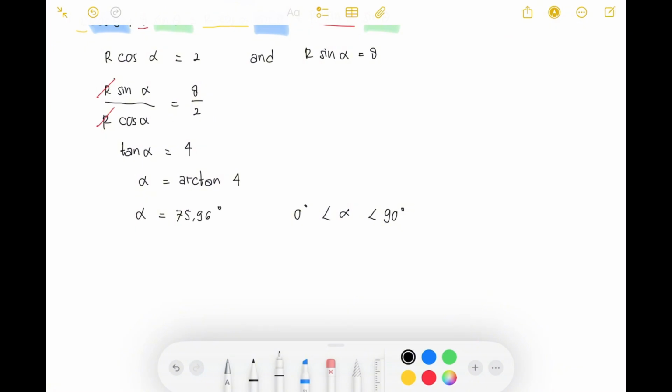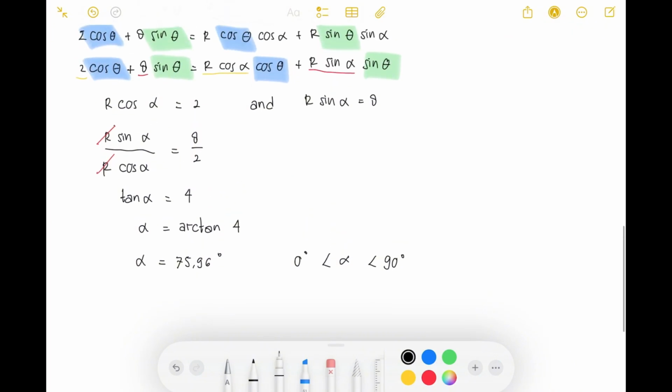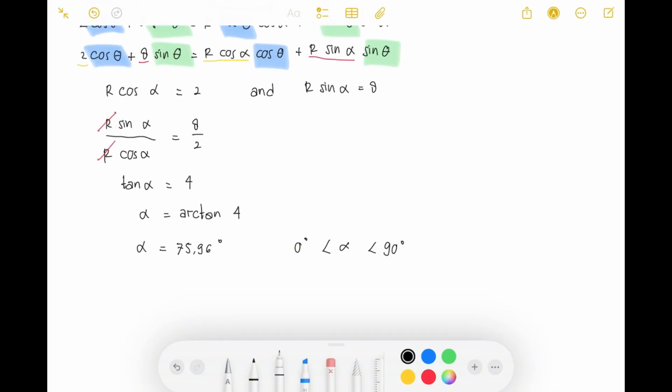75.96 degrees. Okay. Miss, is there any alpha again? No. Remember, we only find the angle that works in the first quadrant. So there is no more. We don't see the quadrant 2, quadrant 3, quadrant 4. Yeah. Even if the tangent is positive in the quadrant 3, but still we only take the alpha from the first quadrant. Like that. We already find the alpha.